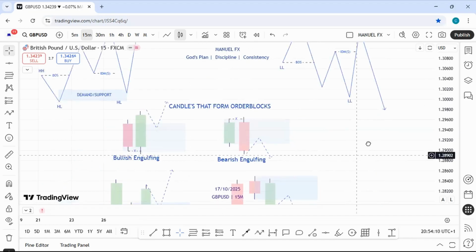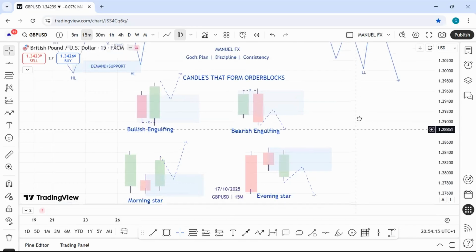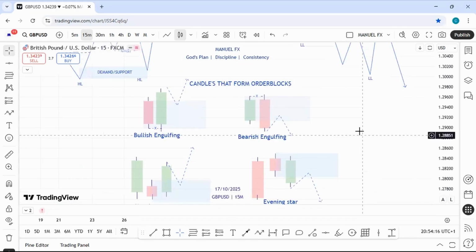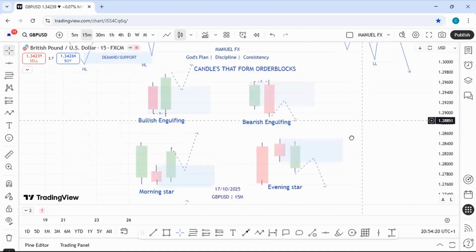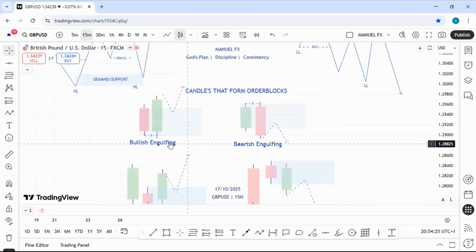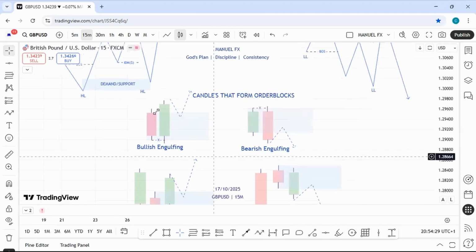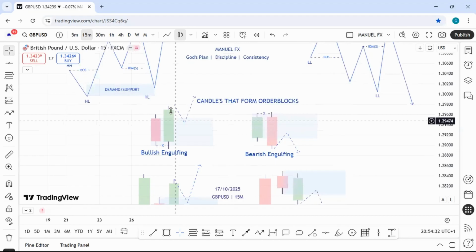Now below here there are candles that form order blocks, and I have 3 types that I make use of all the time and I like to see. First one is engulfing. We have the bullish engulfing and we have the bearish engulfing. Now what is the bullish engulfing? The bullish engulfing is simply a buy candle engulfing a sell candle.